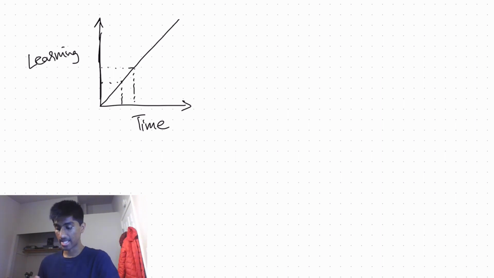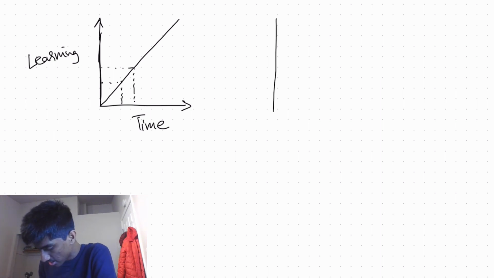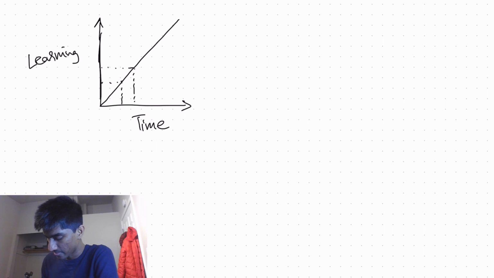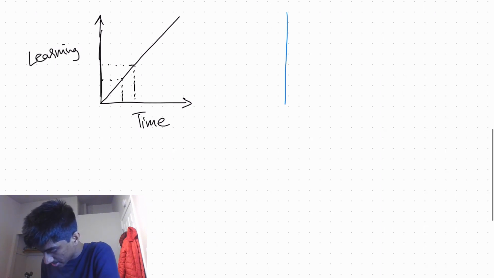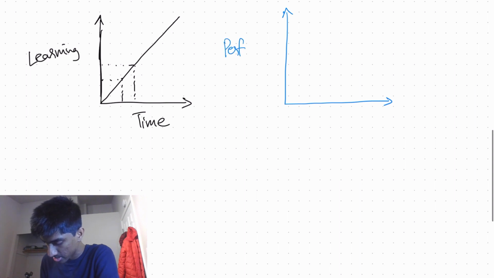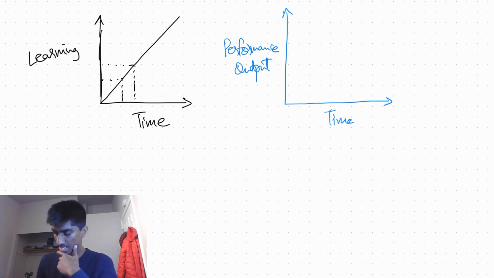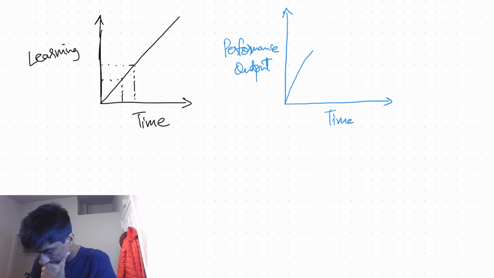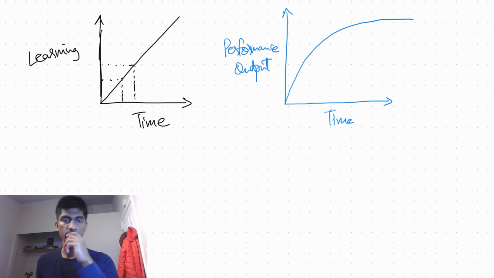So if you had a learning like this, you can expect your performance output to be something like this. So I'm just going to do that here. In fact, let me use different colors for that. So based on this kind of learning, you can expect your performance output with time to be something like this. Now, there's a reason why this is exponentially approaching a value. Well, it's not really exponential in a sense, but it has exponential properties.